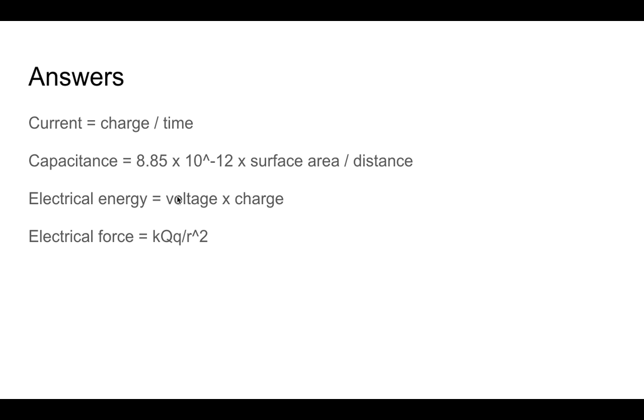Electrical energy is equal to voltage times charge. It's also equal to K times Q divided by R. Well, this is probably a quicker way to calculate it. And electrical force is equal to K times Q over R squared. What we could do to simplify this is we can just call this Q squared, because we can assume that each of the charges is the same.